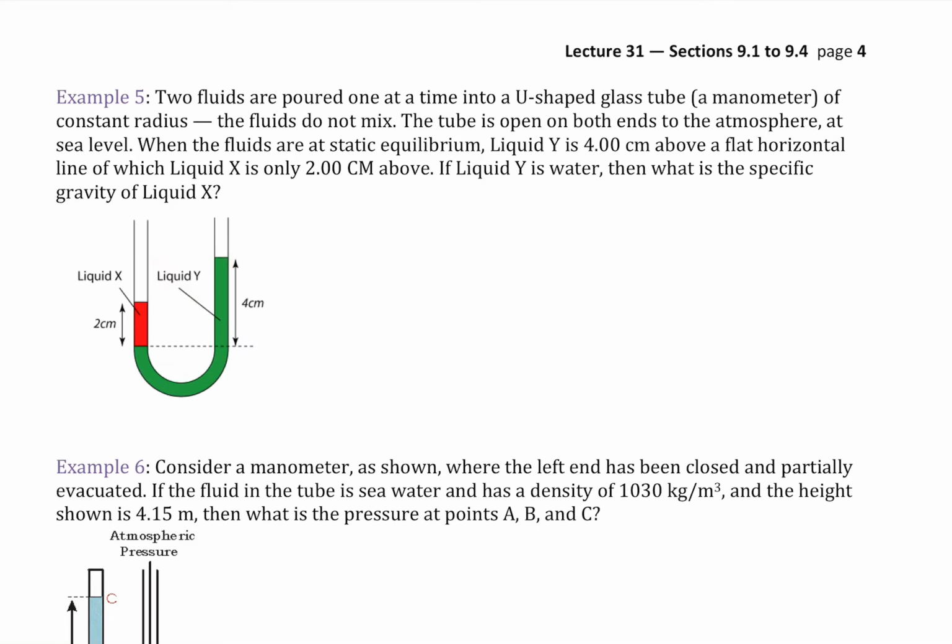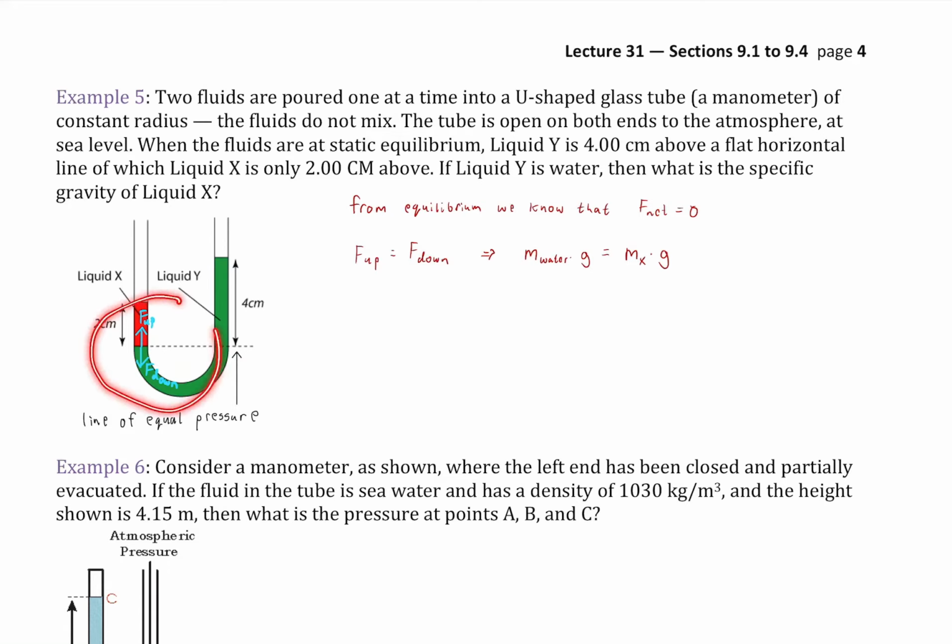Okay, well, we should be able to find it. So the idea is we're going to use a force balance and also acknowledge that this dotted black line is a line of equal pressure, which makes sense because if the forces are balanced, the pressures must be balanced as well. Okay, and so for equilibrium, we know that F net equals 0, and so then we're going to set F up equal to F down, as shown here in blue.